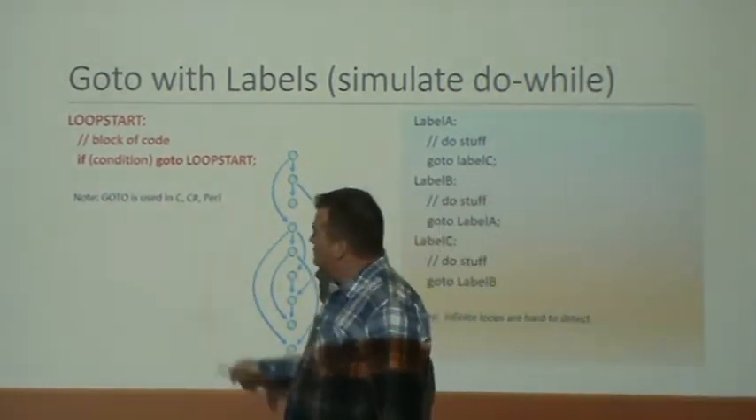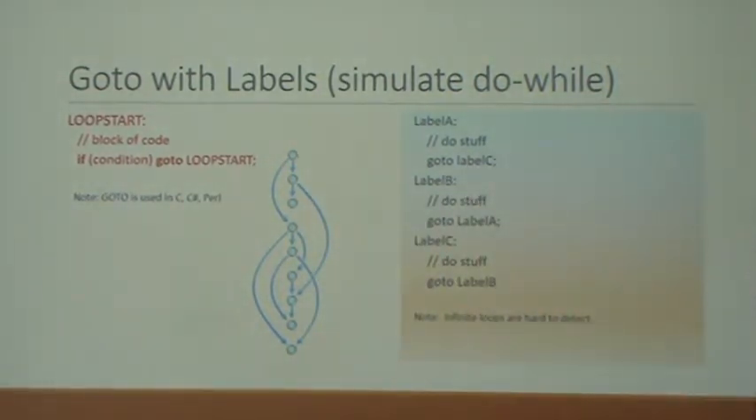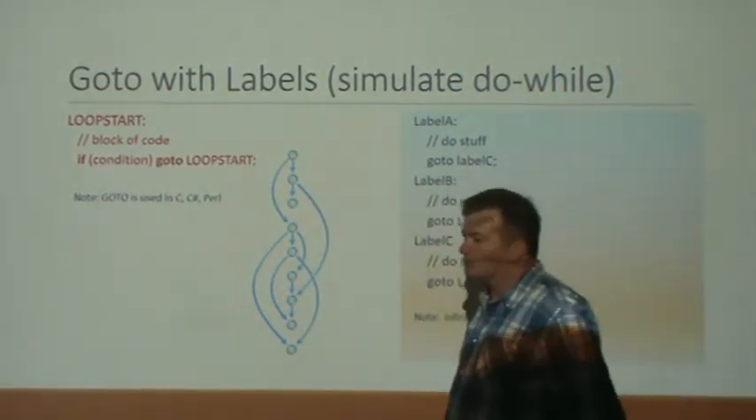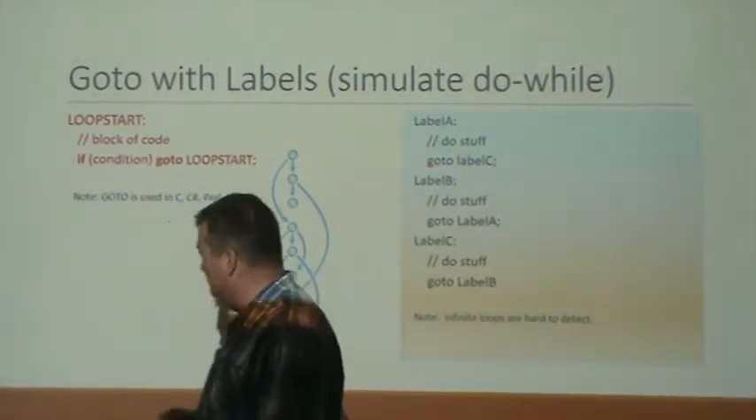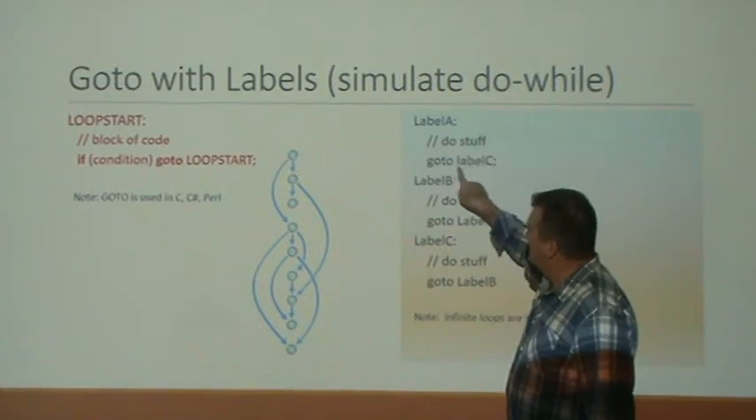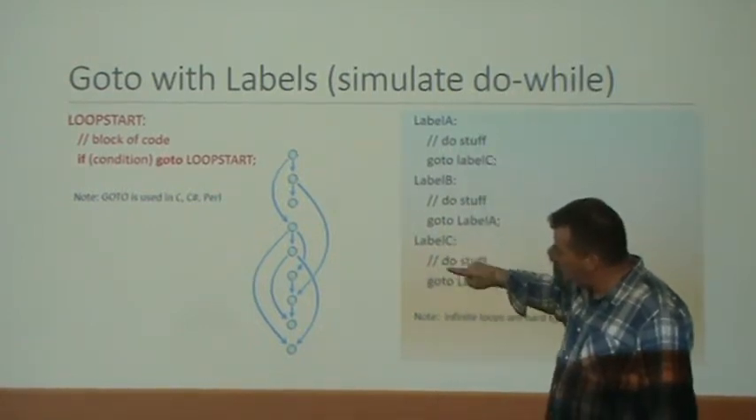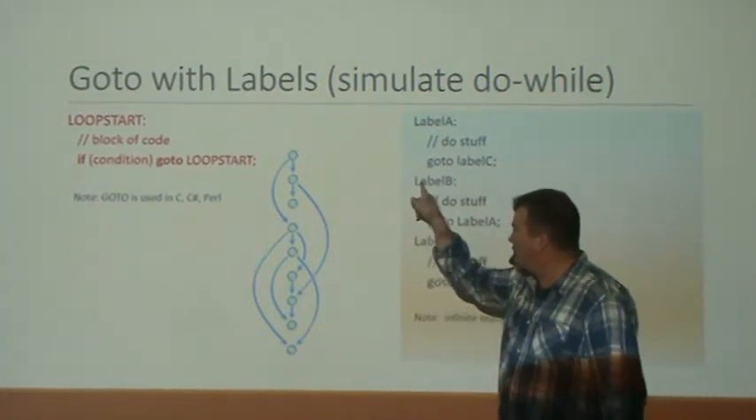So go-tos are used in C, C#, Perl. And the argument goes like this. This was the argument why it was always said that using go-tos is dangerous. Suppose you had code that had label A, you do some stuff, and then you say go to label C. You jump to label C. You do some stuff that says jump to label B.